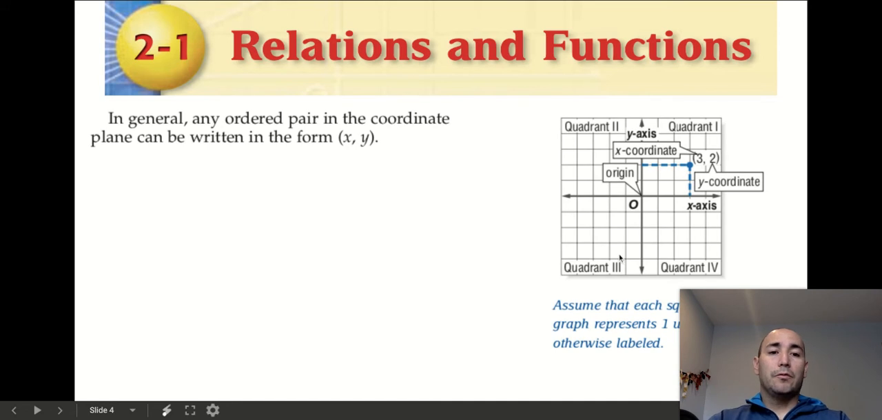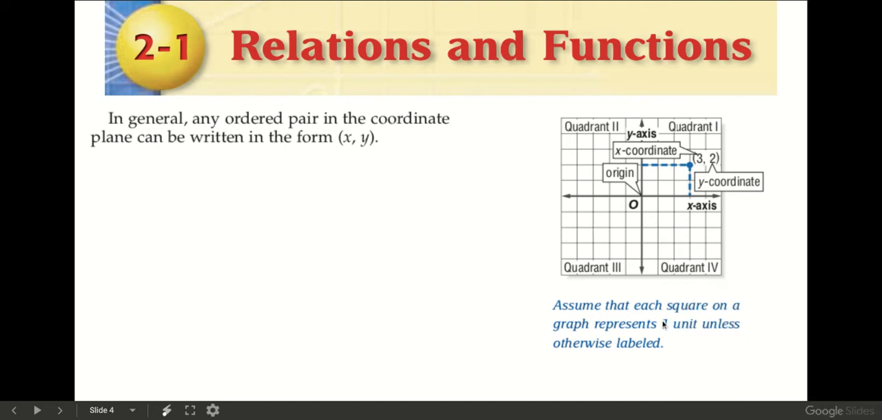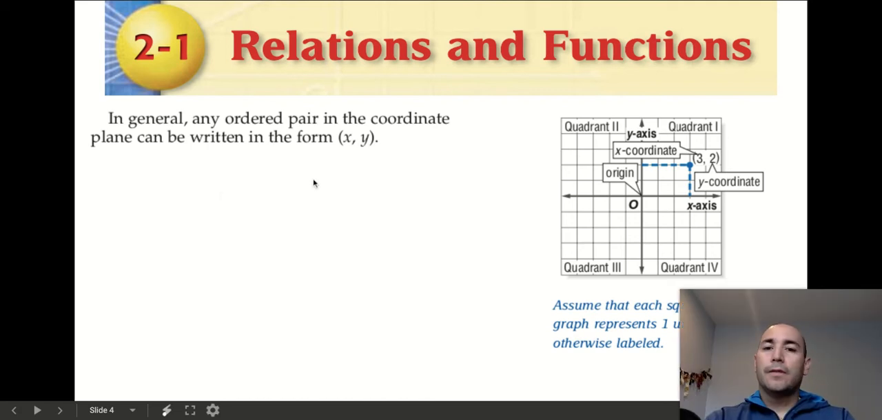Here's an example of a Cartesian coordinate plane. Here's the y-axis, here's the x-axis, the origin being in the middle. Here's a coordinate (3, 2), the ordered pair: the x coordinate, the y coordinate. So it would be 3 units to the right and 2 units up on the y-axis. And again, here's quadrant 1, quadrant 2, quadrant 3, quadrant 4. Assume that each square in a graph typically represents 1 unit unless otherwise noted. That can get you into trouble sometimes, so please pay attention if there are labels on the axes indicating a different unit.